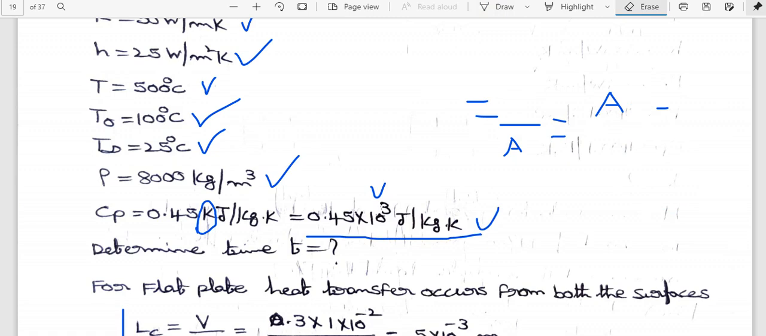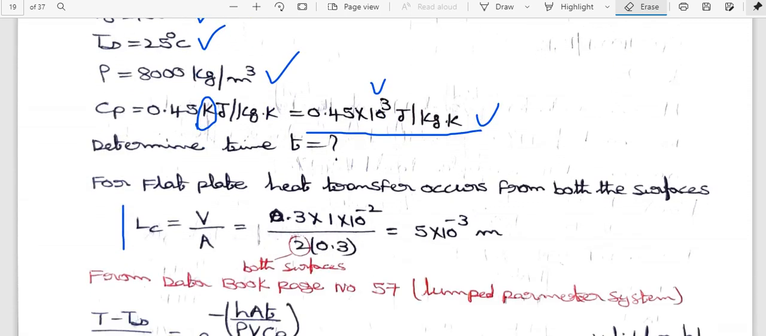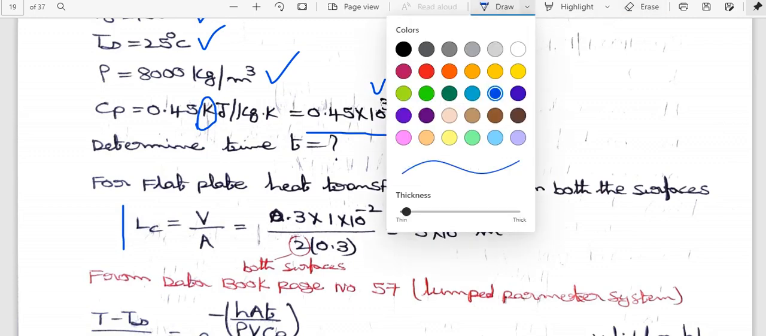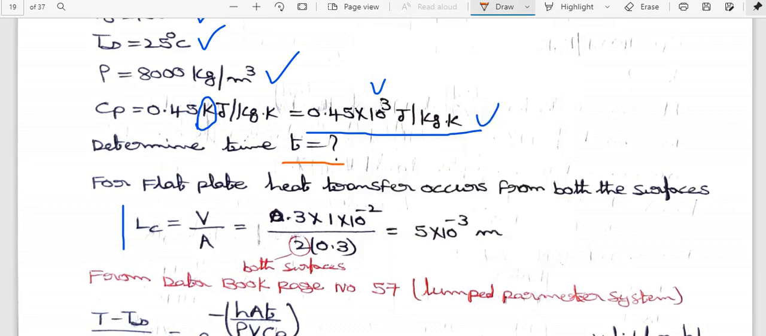First of all we need to calculate the Lc value for this diagram for identifying the temperature. Here we need to determine the temperature value T. We don't know the T value. How can we calculate the T value from the lumped parametric equation? For a flat plate, heat transfer occurs from both surfaces. Lc means characteristic length, volume by area. Here the volume is 0.3 into the thickness of the plate, 1 into 10 power minus 2.